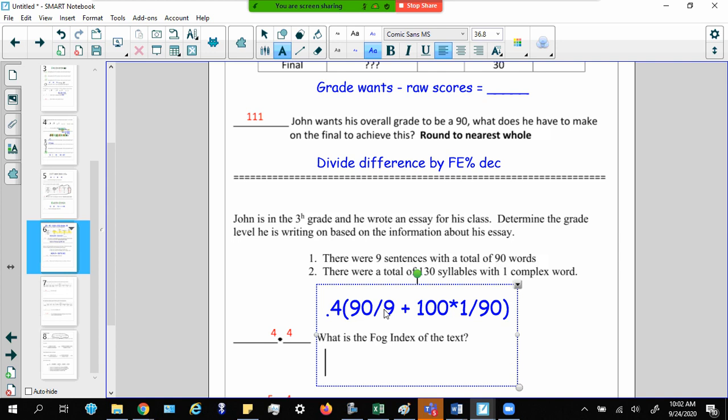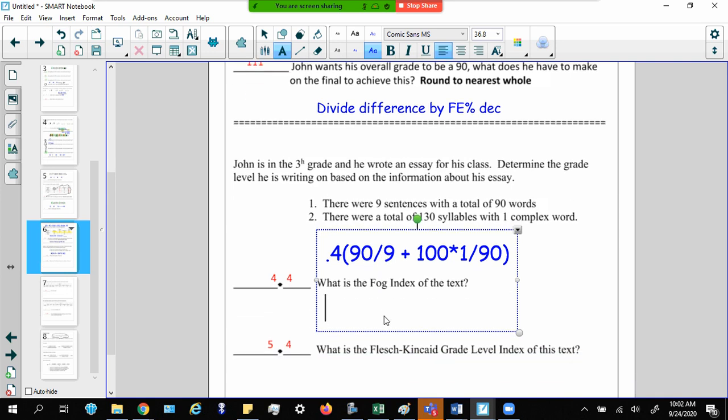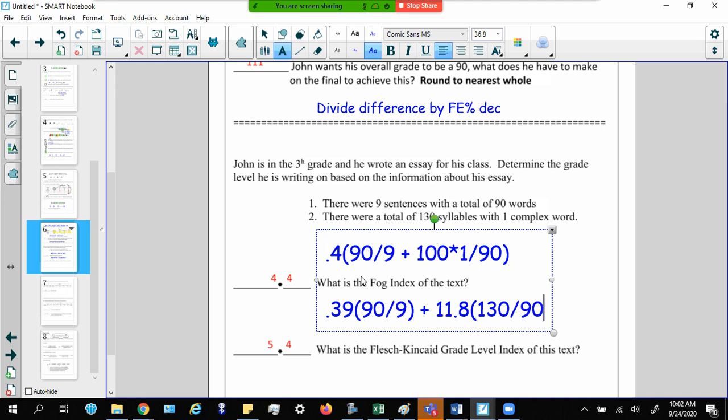Now the Flesch Kincaid. 0.39, parenthesis, the number of words, which is 90, divided by the number of sentences, 9. And we're going to plus 11.8, parenthesis, the number of syllables, which I believe is 130, divided by the number of words, which is 90. And then the thing that always gets missed is the minus 15.59.